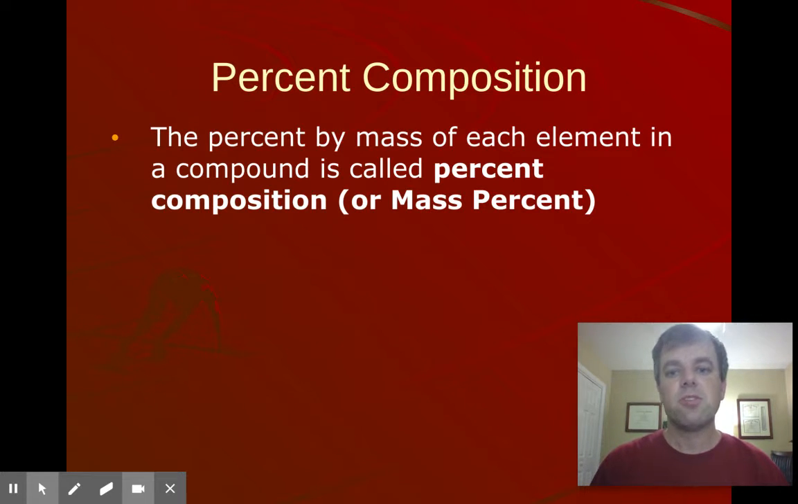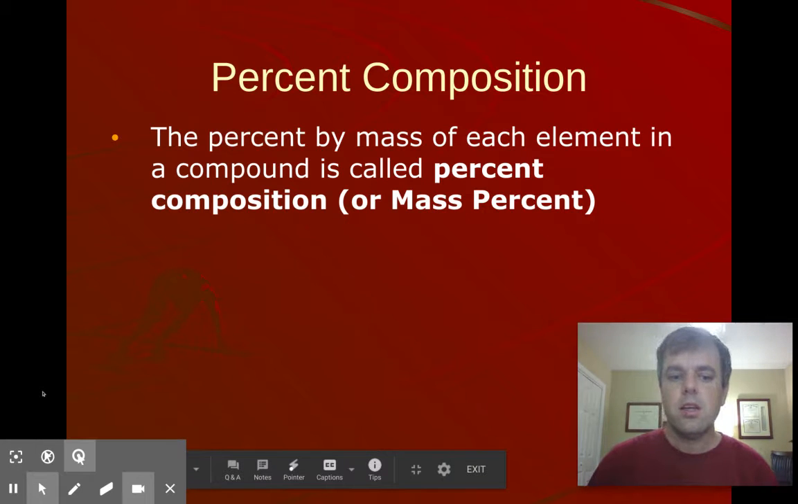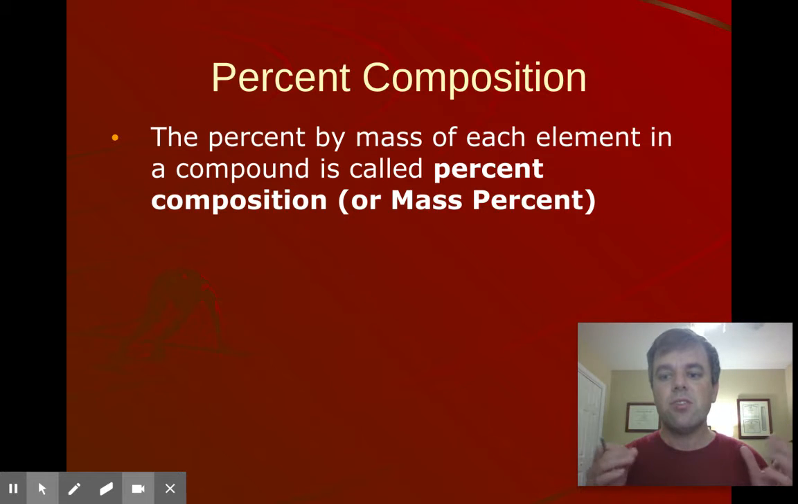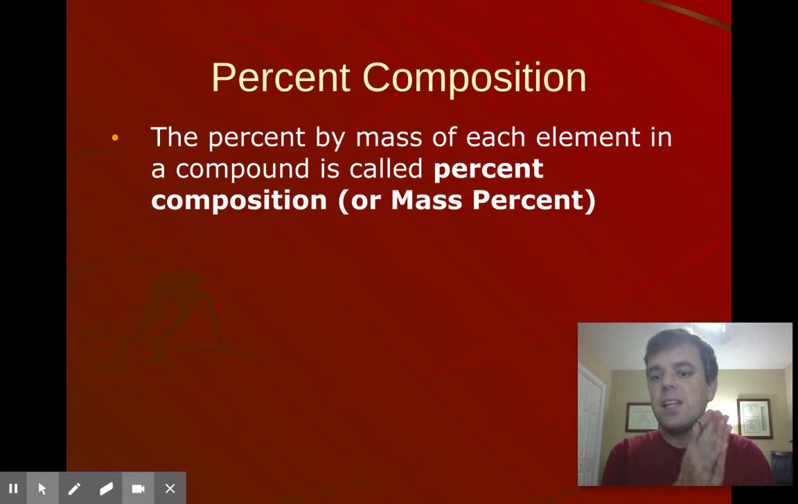So percent composition is also known as percent by mass or mass percent. It's what percent of a compound does each element constitute on a mass basis. If you understand the basic concept of how percents work, then doing percent composition calculations is really straightforward. You take how much just one element in the compound weighs, divided by the mass of the entire compound, and you multiply it by 100.